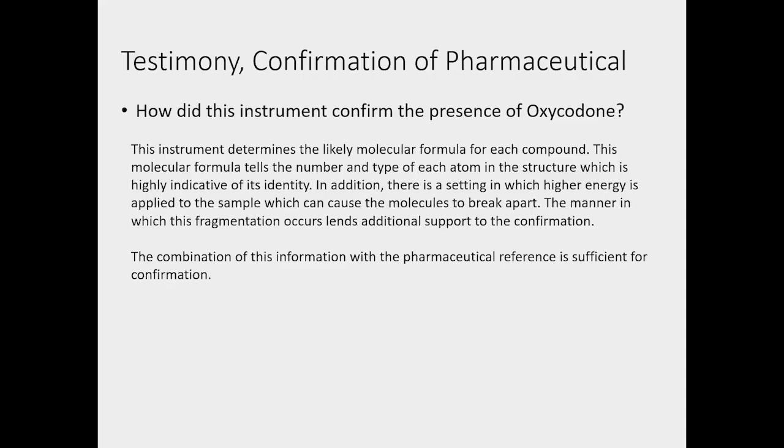And then they might follow that up with, well, how did that confirm the presence of oxycodone? And then we go back to what I said in the beginning with the screening, where it's going to determine the molecular formula. I would also say that there's a setting where higher energy is added to the sample, which can cause the molecules to break apart. Again, I don't necessarily need to go into what that's called, but I can say that it's reproducible, and the manner in which this occurs can lend additional support. And then the combination of that information with the pharmaceutical reference is sufficient for confirmation.